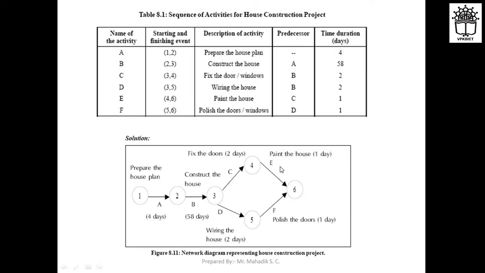Then 4 to 6 and 5 to 6, where you can write E and F. For activity E, C will be the predecessing activity, and for activity F, D will be the predecessing activity. Like this way you can draw the network diagram. This is very easy, to construct the network diagram with the given set of data. It's just a request for all, take an overview on this network diagram. If you have any query, you can ask me.